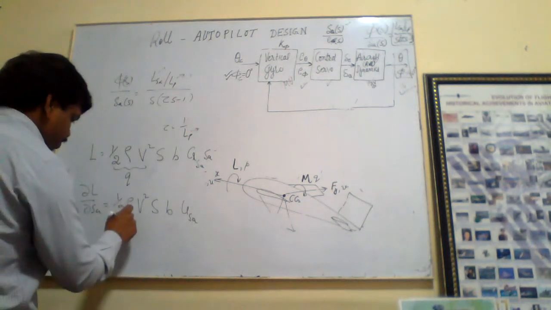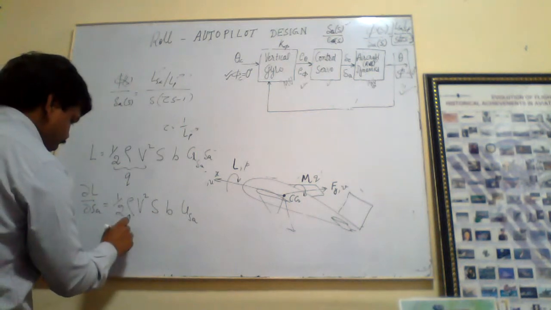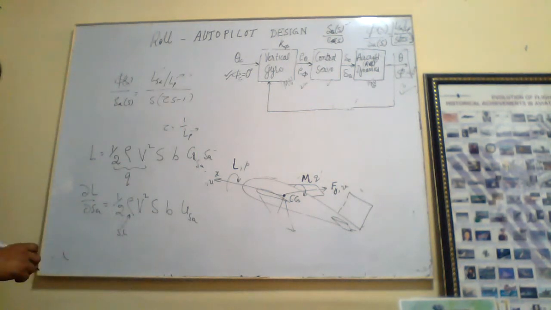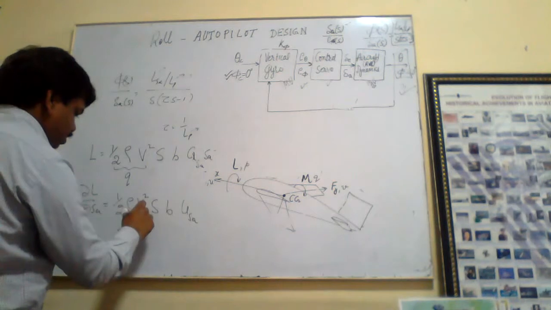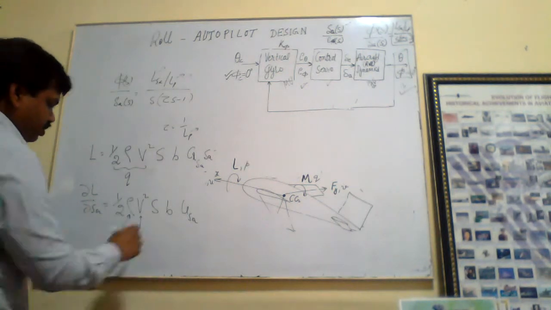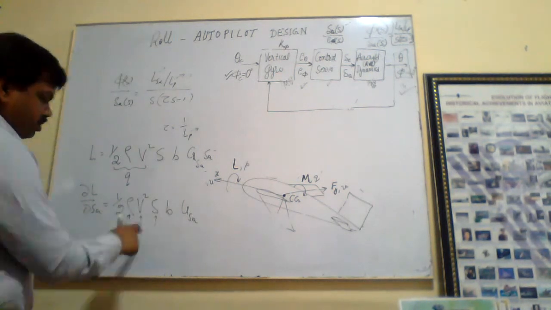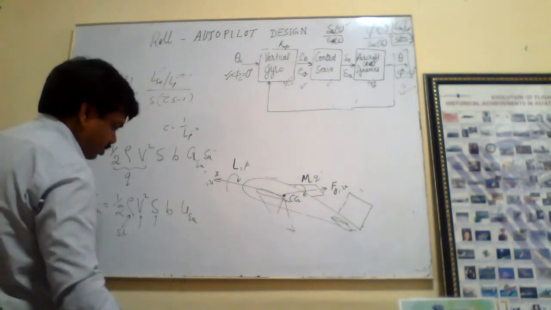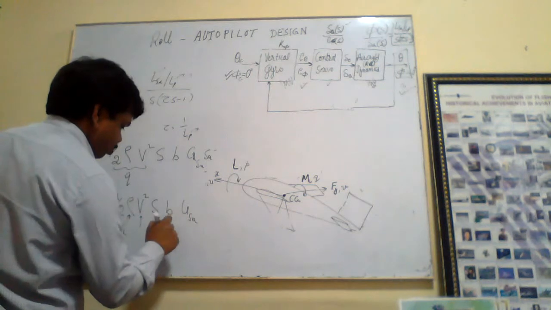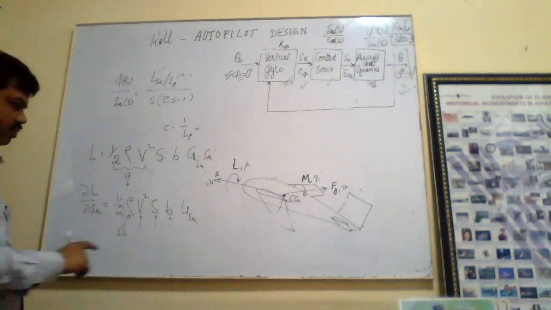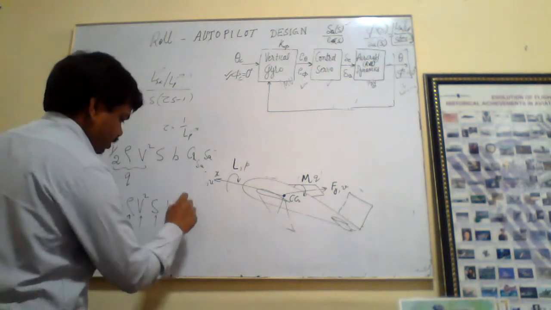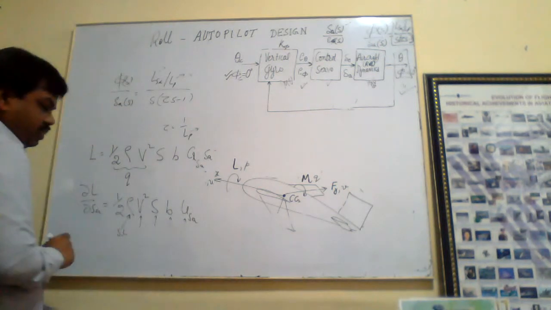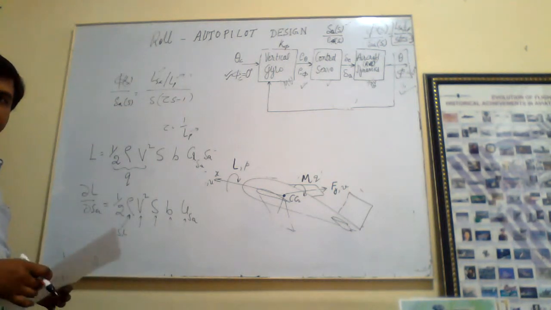So I want the information about density. Generally we take the sea level value of density. Then I need velocity information. I need span, the platform area, the wing area, and the span of the wing. Then this coefficient C L del A of that aircraft.